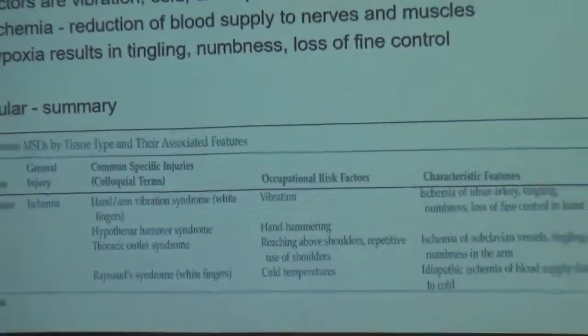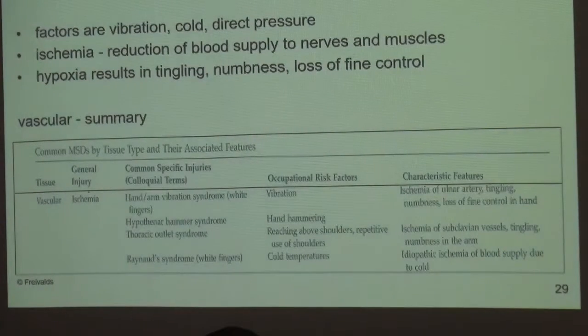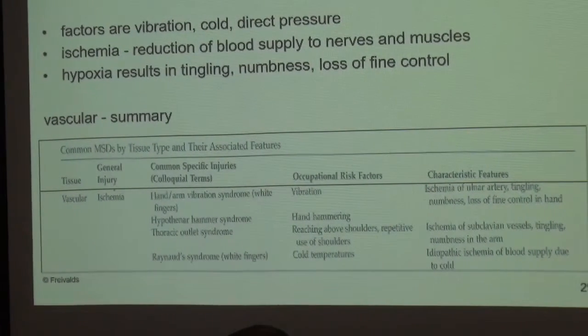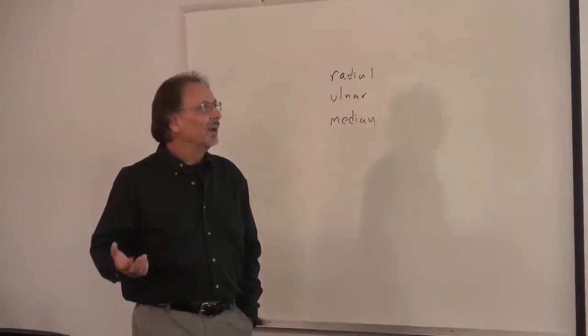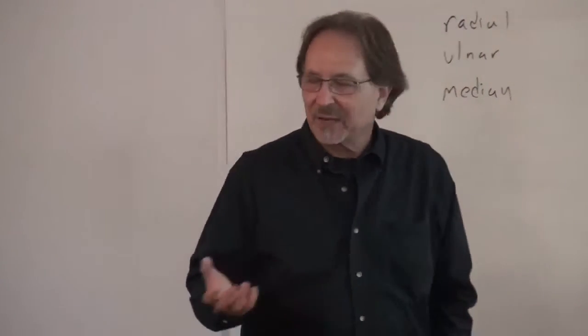This is a whole bunch of nerve entrapment conditions. Vascular disorders result from ischemia from inflammation. It reduces blood flow. That reduced blood flow causes tingling, and sometimes you can lose fine motor control just because of lack of blood flow. Not necessarily, although it's usually accompanied by nerve compression as well, nerve entrapment and compression. Vibration, cold, and direct pressure are the three risk factors.